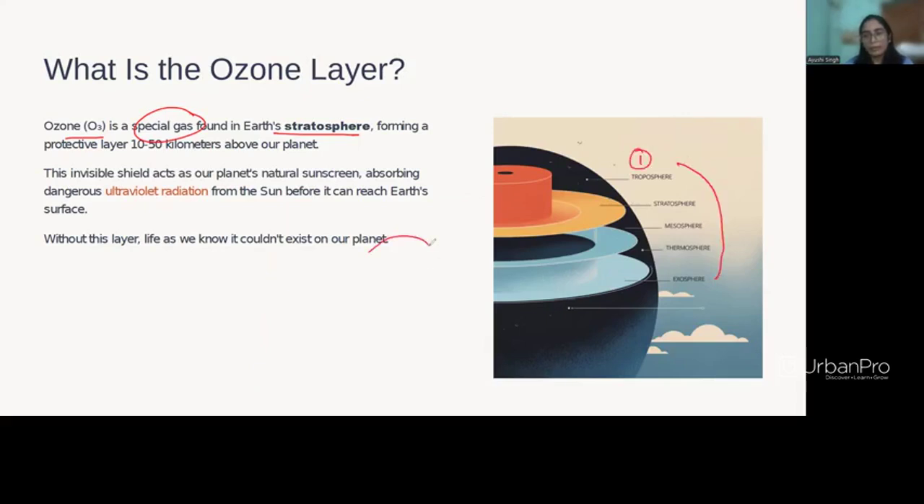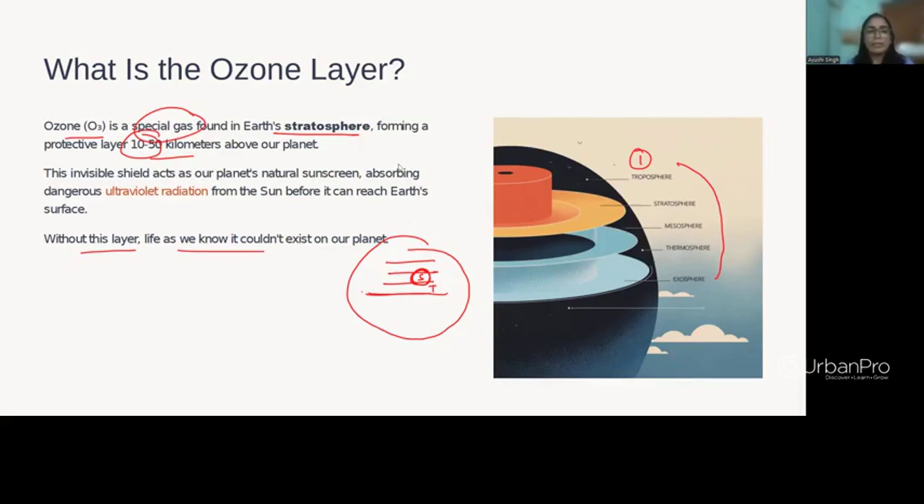Okay, if we go from here, from the top of the earth, this is troposphere. Then this is stratosphere. This layer is present in the stratosphere, forming a protective layer of around 10 to 15 kilometers above our planet. It creates an area of 10 to 50 kilometers where it shields different kinds of UV rays before they actually hit the earth. Okay, so without this layer, life won't be possible.